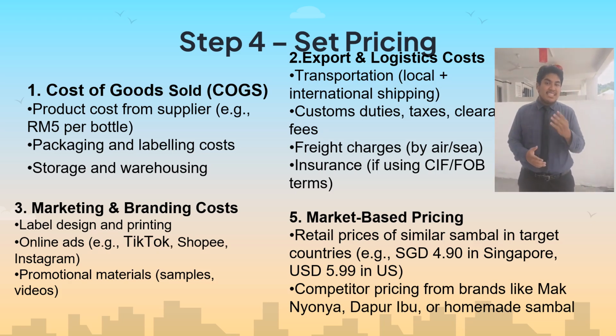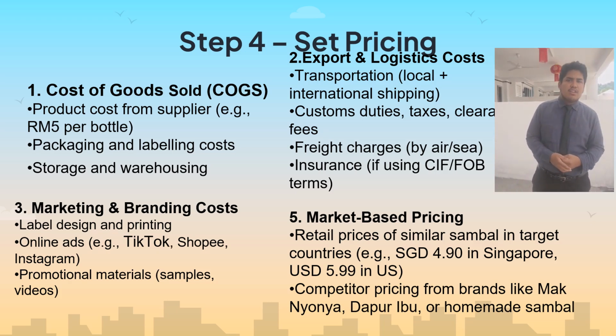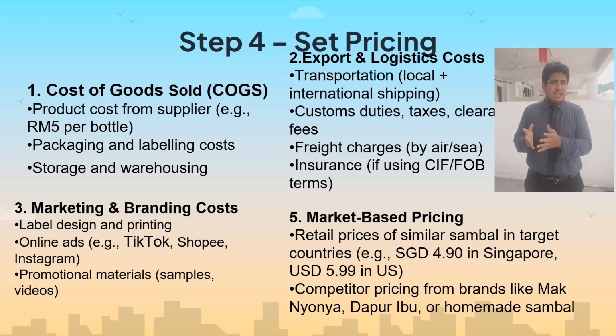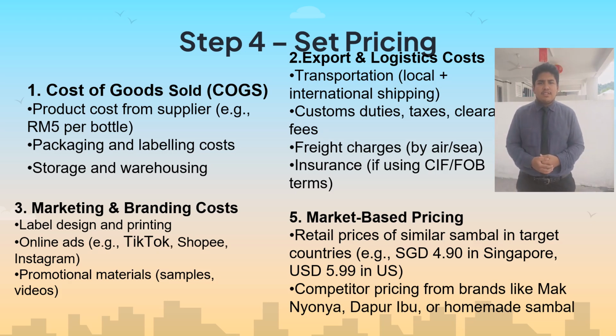Now let's begin with step 4, setting the right price for our sambal product. First, we calculate the cost of goods sold. This includes the product cost from the supplier, say 5 ringgit per bottle, plus packaging, labeling, and storage costs. Next, we factor in export and logistics costs like transportation, customs duties, and insurance, especially under CIF or FOB terms. We also need to account for marketing and branding costs such as design and labels, running online ads on platforms like TikTok Shop, and creating promotional material.